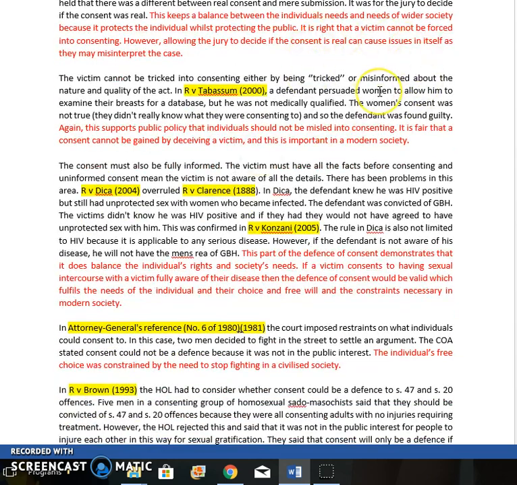Victim can't be tricked into consenting either. So you've got the unusual case of Tabassum there, where the defendant misled patients in a hospital to believe that he was a doctor carrying out a survey when, of course, he wasn't. So they weren't consenting to what was actually going on here. Again, another very good decision supporting public policy that individuals shouldn't be misled. And it's fair, of course, that consent can't be gained by deceiving a victim. That's a very important rule in modern society.